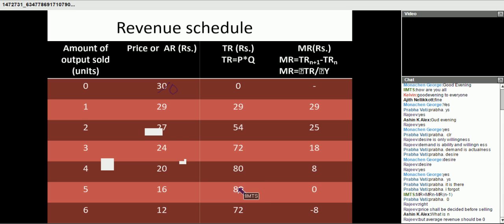I think the calculation is clear to everybody. Total revenue is P into Q. P means the price of 1 unit and Q is the total units sold. So we have multiplied these two columns to arrive at the total revenue. Just have a look and ask any doubts if you have.